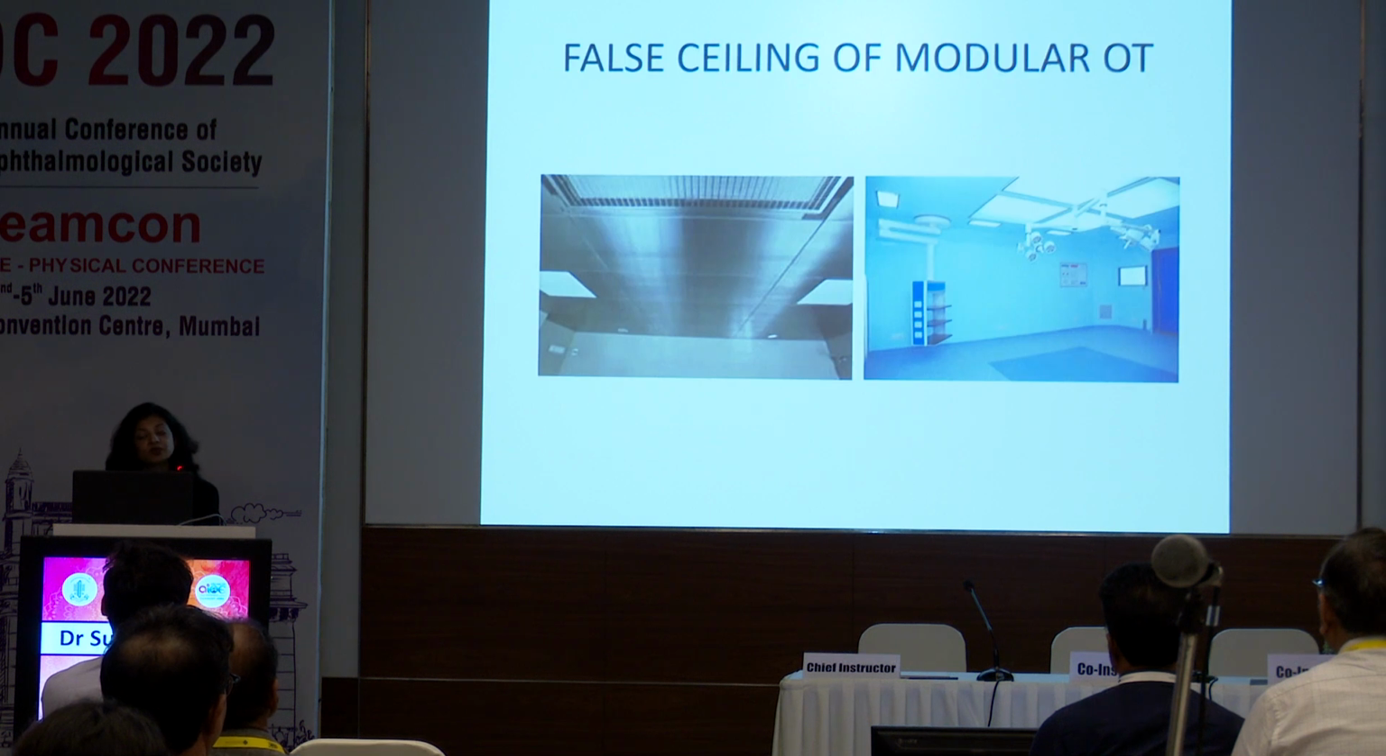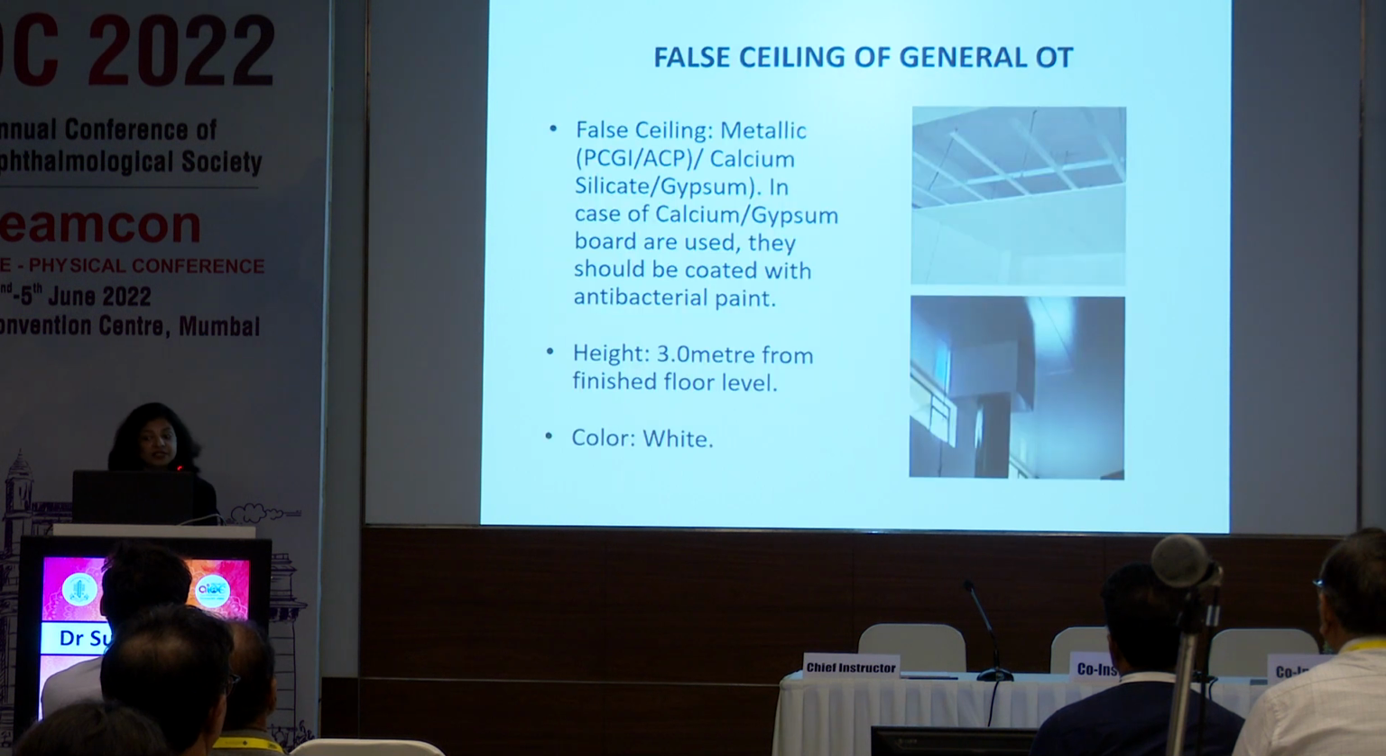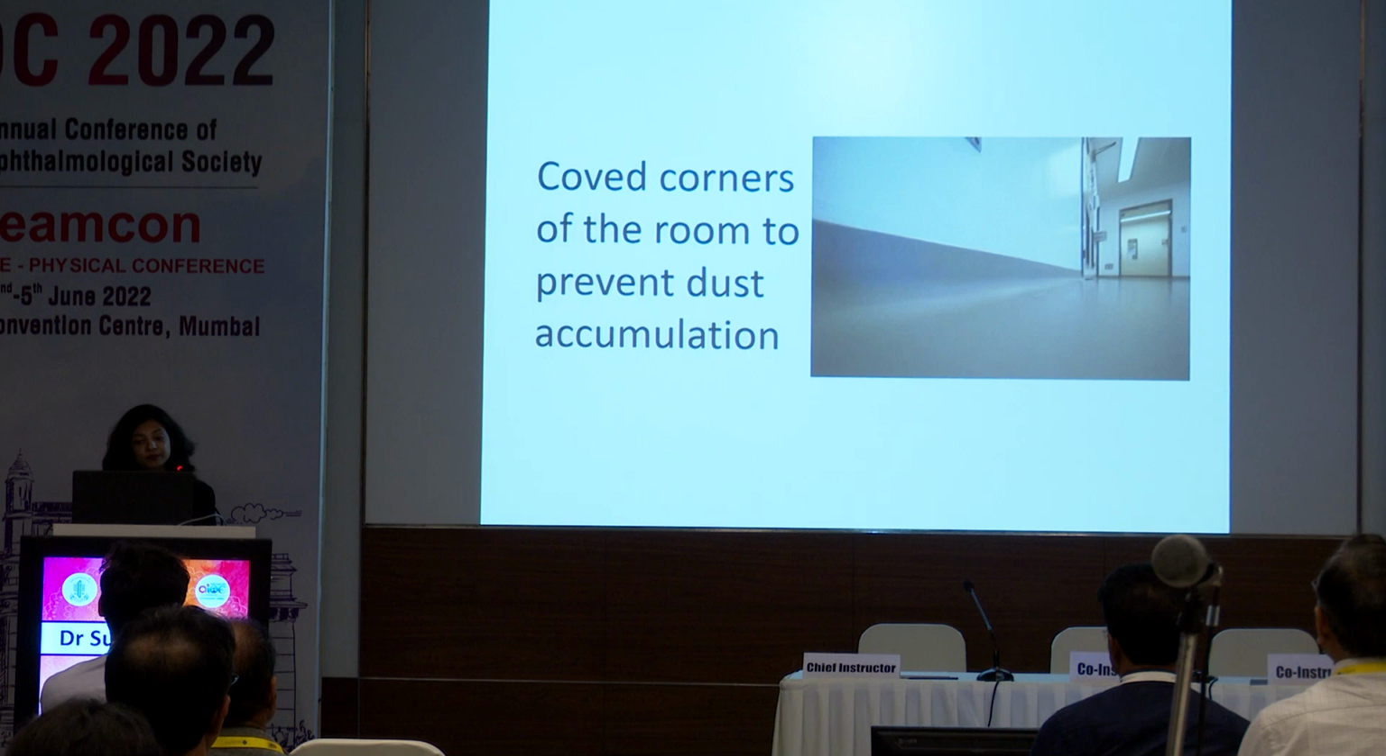The false ceiling in modular OT is made up of stainless steel backed with calcium or gypsum boards. But in cases of general OTs, either metallic boards or calcium silicate or gypsum boards can be used, which are again coated with antibacterial paint, and it should be once again white in color. The height of the false ceiling should be at least 3 meters from finished floor level. The corners of the room should be coved to prevent dust accumulation.